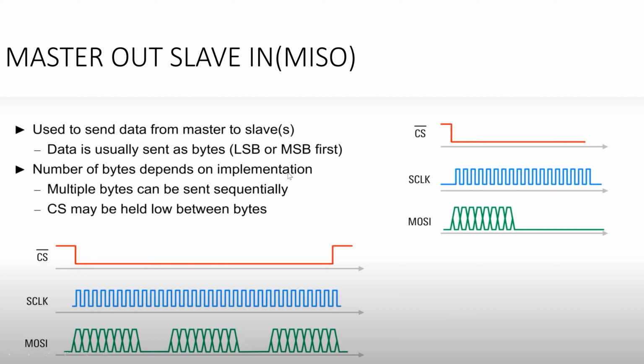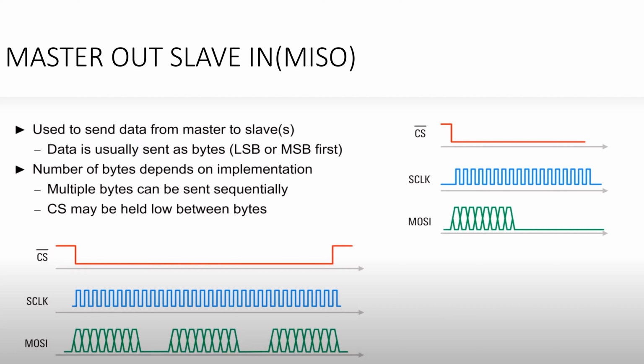Okay. It is used to send the data from master to slave. There is no fixed rule on whether we send the LSB or MSB first, so we need to configure it when we are writing the code. Maybe we transfer the LSB or MSB first, so it totally depends upon the style of coding we are doing. The number of bytes depends on the implementation. If we want to transfer 4 bytes or 5 bytes or 7 bytes, any number of bytes will be transferred while the chip select line is down.